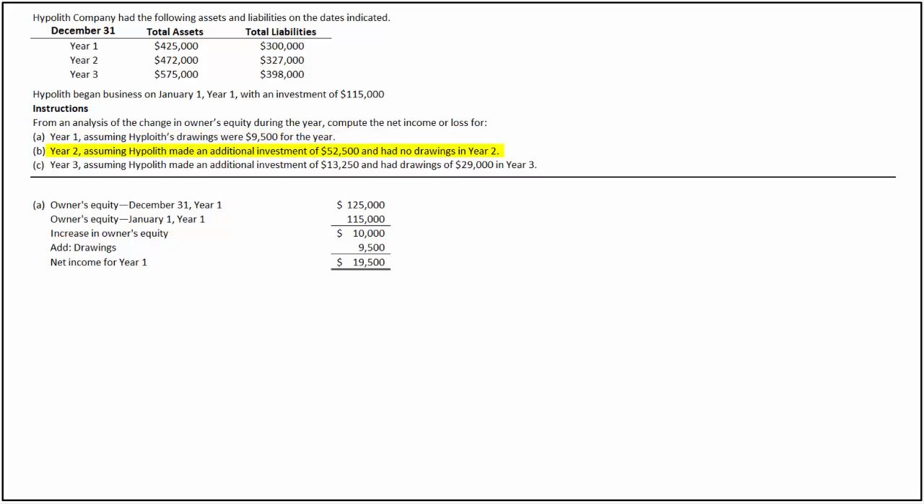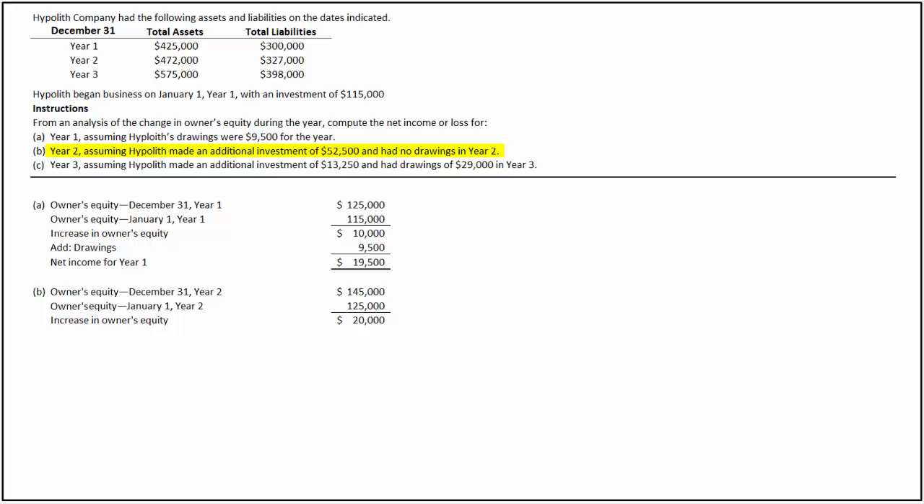Next, we calculate net income for year 2, assuming that the company made an additional investment of $52,000 and had no drawings during the year. The ending balance of owner's equity is $145,000, which is calculated by deducting total liabilities of $327,000 from $472,000. Note that the ending balance of owner's equity for the current year will be the beginning balance of owner's equity for the next year. Thus, the ending owner's equity of $125,000 in year 1 is the beginning balance for year 2. So, during the year, owner's equity has increased by $20,000.